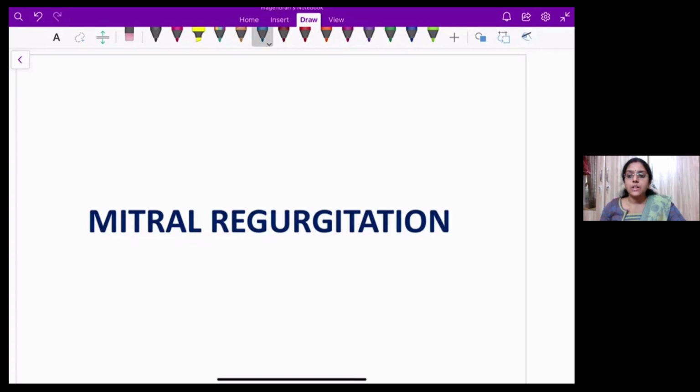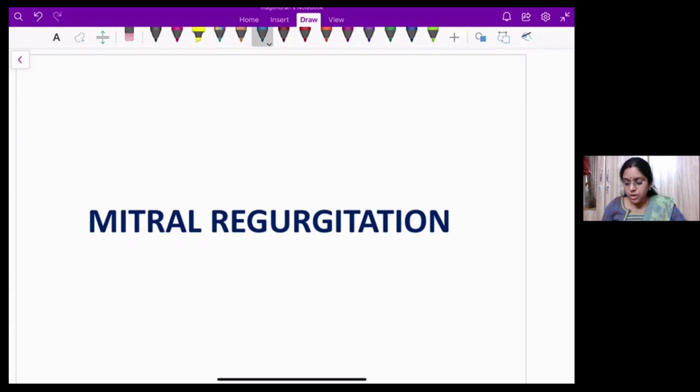So let us move on to the next topic, which is mitral regurgitation. Mitral stenosis was inappropriate opening of the valves. Mitral regurgitation will be inappropriate closure of the valves. So let us now see what is happening in this mitral regurgitation.